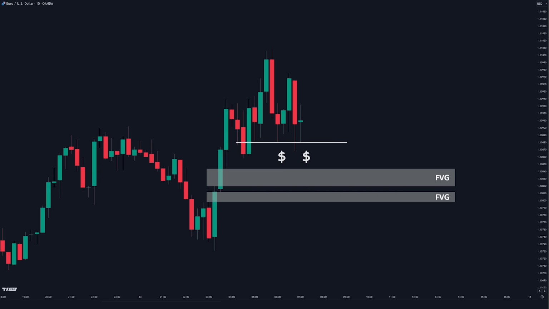liquidity zone. A perfect trading setup would be to wait for the price to break below the equal lows, grab the liquidity, and then go long at the FVG zone.